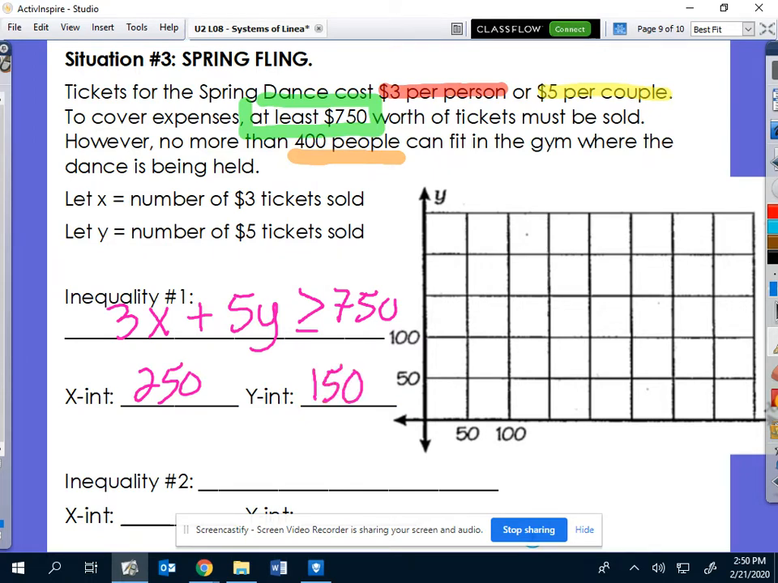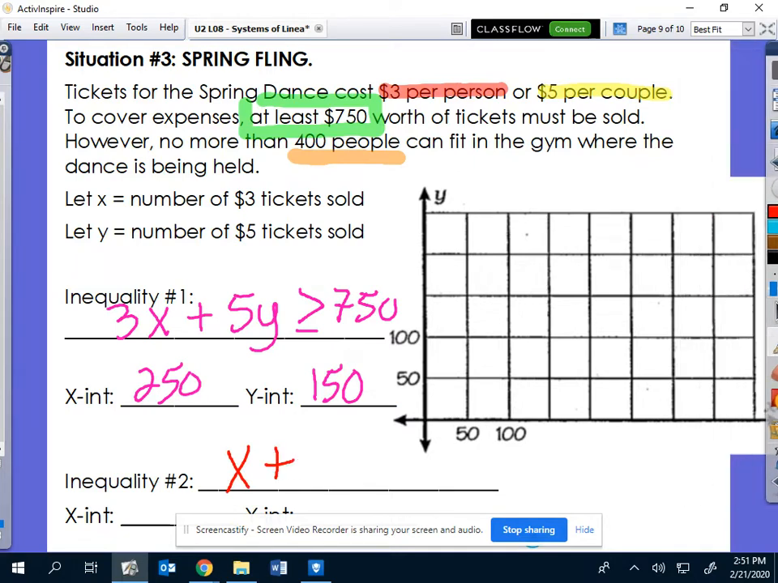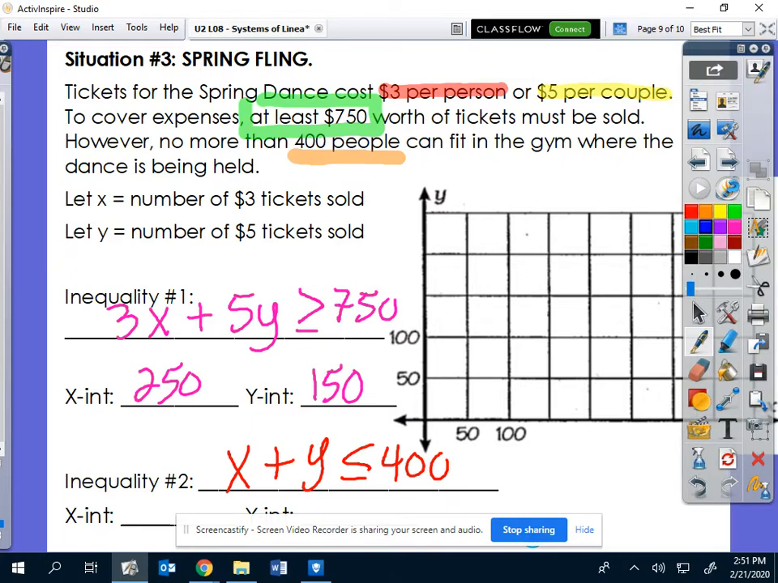Now, I'm really curious to see what you wrote down for your second inequality, because most people will probably just write this down. They say, okay, X is my per person, and Y is my couple, and that can't be anything more than 400. And I would challenge you to think about why that's wrong. The reason why it's wrong is because Y stands for the number of couple tickets sold. So think about that.